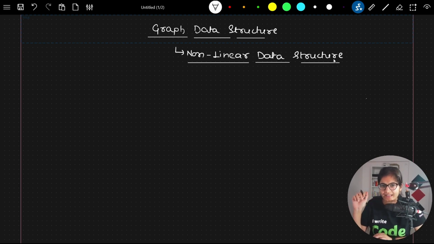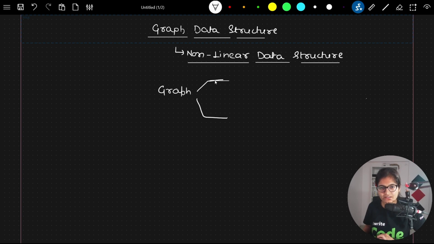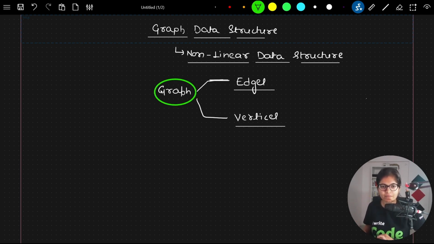Now, whenever you hear the term graph, you will hear two terms. A graph is basically composed of two things: one is called edges, and another one is called vertices. So edges and vertices are the two components of a graph.